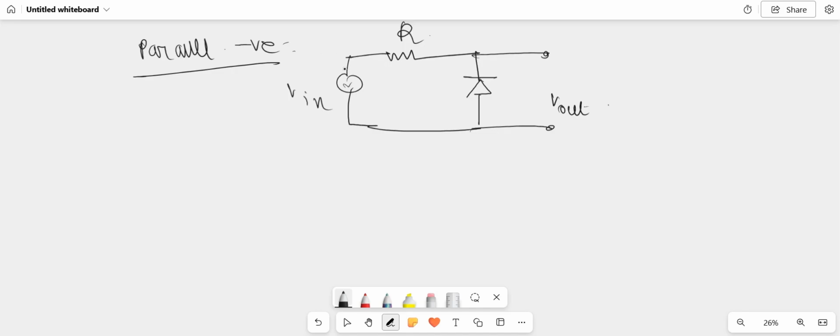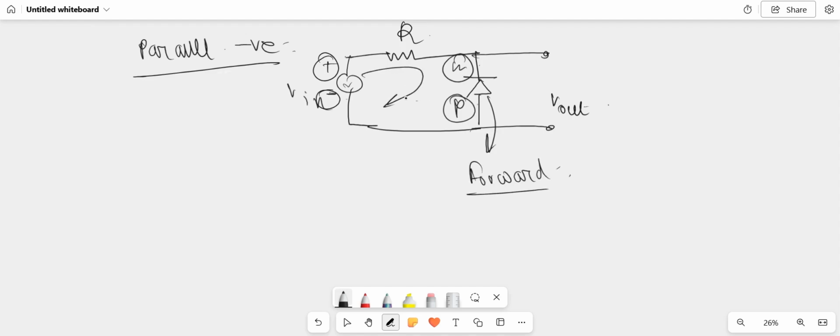So during the positive half cycle, this N terminal is connected to the positive end of the battery, and this P terminal is connected to the negative end of the battery. According to this condition, this diode will become forward biased. When this diode becomes forward biased, current will flow within this loop. It will enter the diode like this, and it will go like this. So the diode conducts, as a result, the current will be shorted within this loop. We won't be getting any output voltage here.